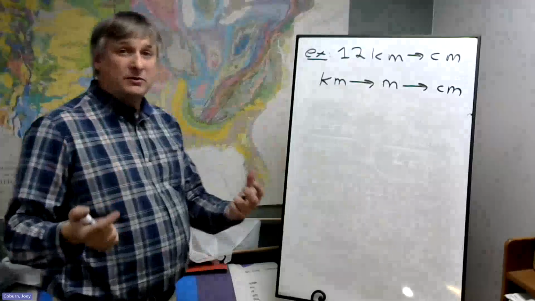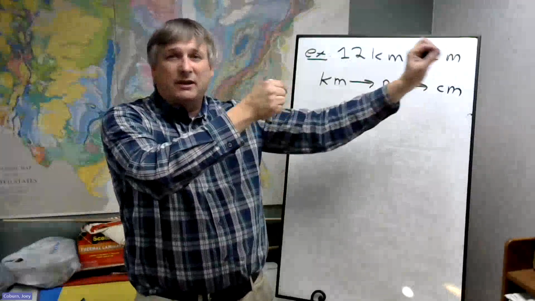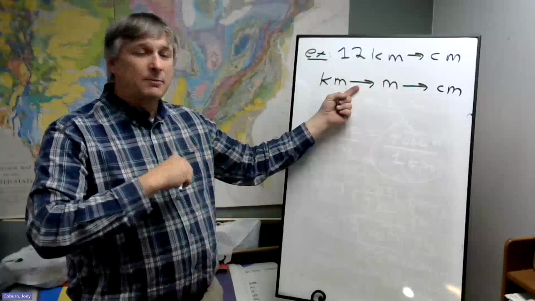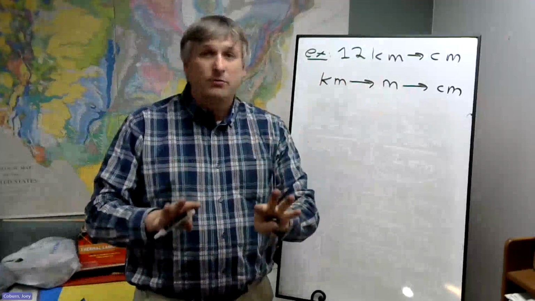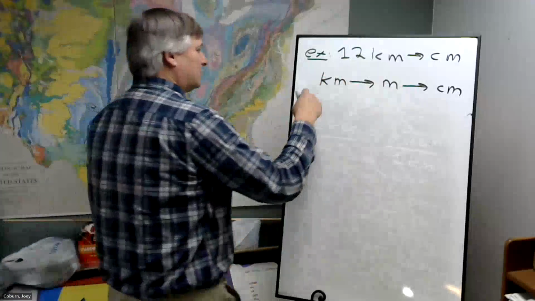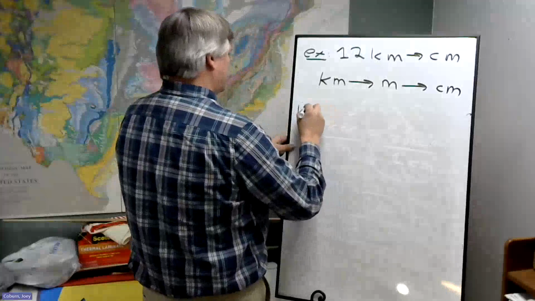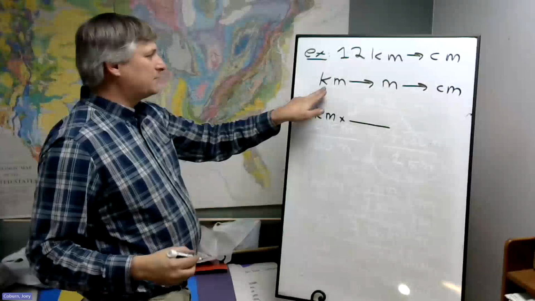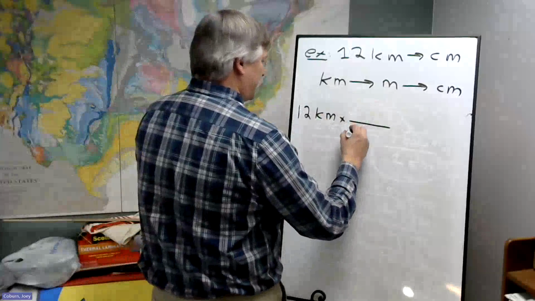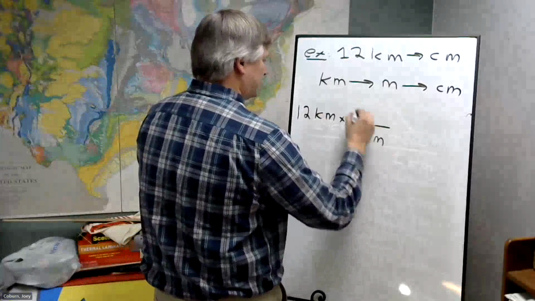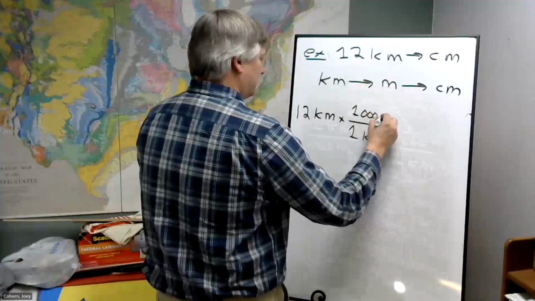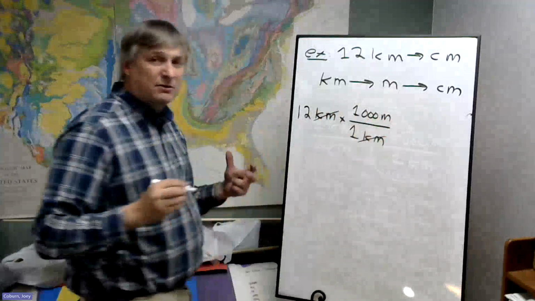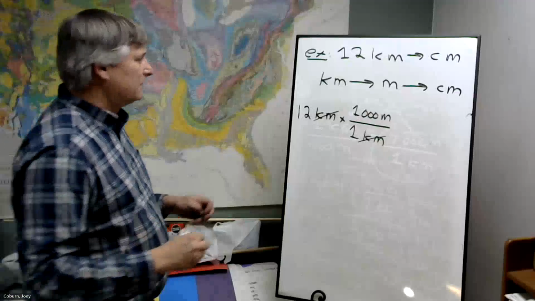And again, there's two ways of doing it. We can link a chain that connects everything, or we could do this conversion and then take the number we get and do that conversion. I'll go through both methods. So first off, 12 kilometers. And as before, to turn this into meters, we have 1 kilometer is 1,000 meters. And as long as those kilometers are canceling, we've set it up right.